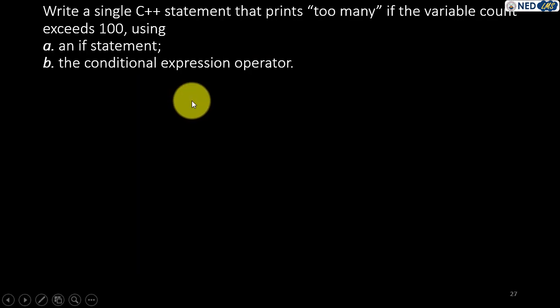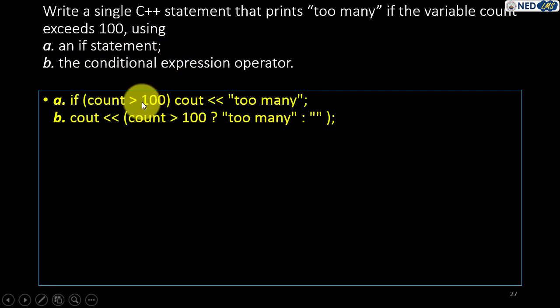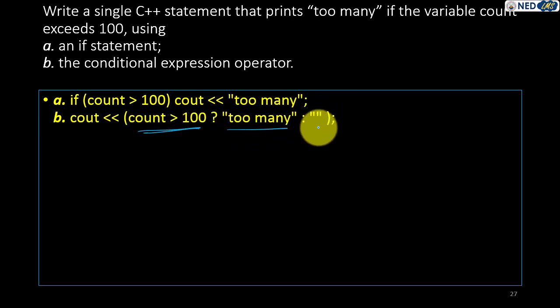Write a single C++ statement that prints too many if the value count exceeds 100, using an if statement and using the conditional operator. It's pretty simple. If count is greater than 100, cout too many. If the condition is true, it is going to print too many, otherwise it is going to print absolutely nothing.